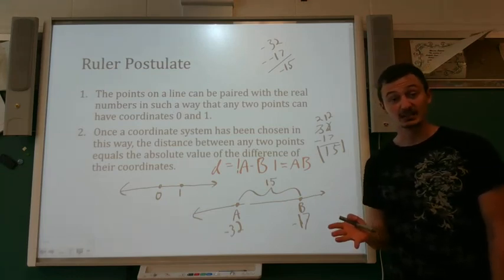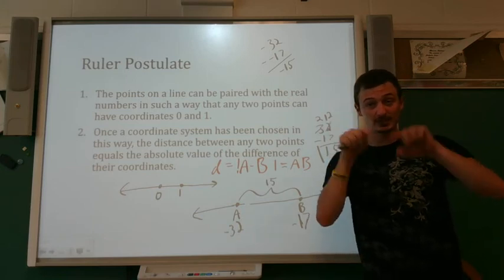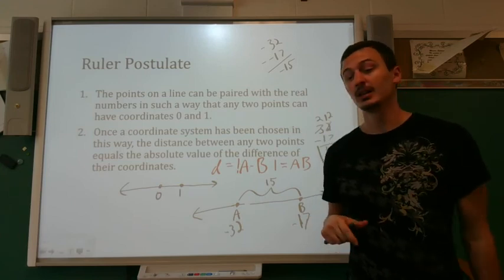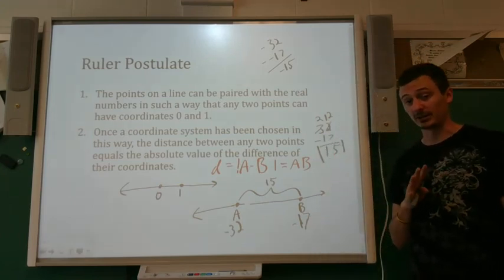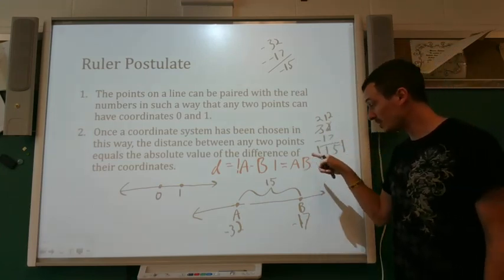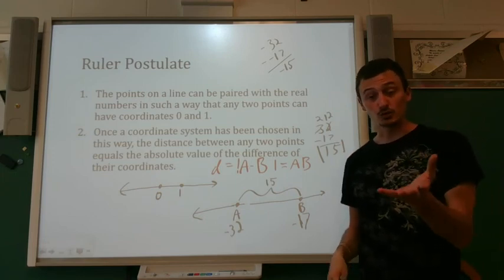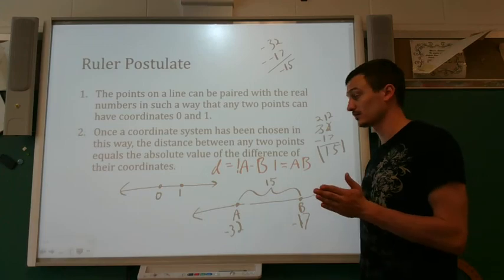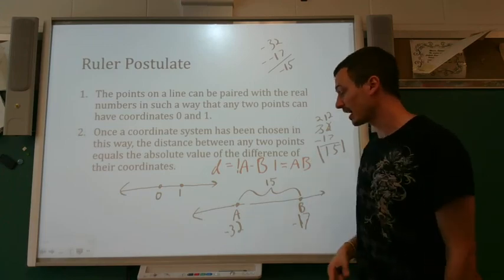A line with 2 points has a line above it. A ray has a ray above it. A segment has a segment above it. Distance has nothing above it. So if I just write AB, you should read that as the distance between A and B.